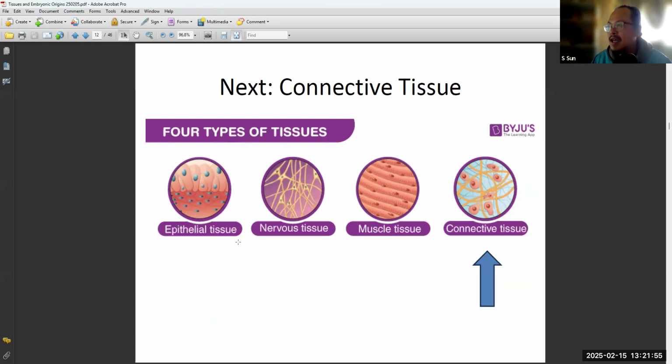So that is the epithelium. Let's take a break, and the next one is the connective tissue.